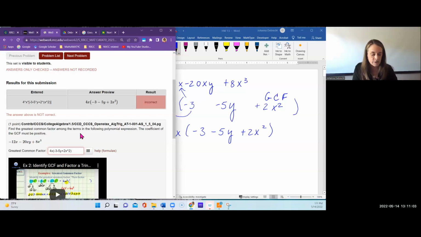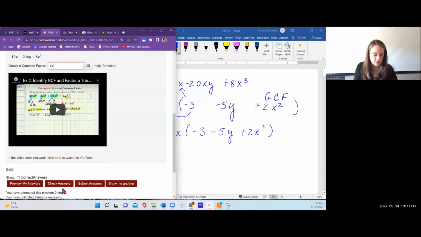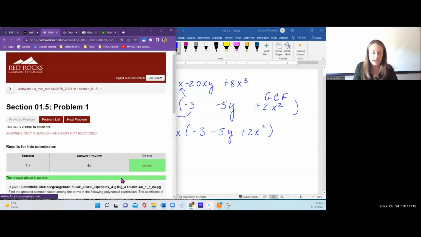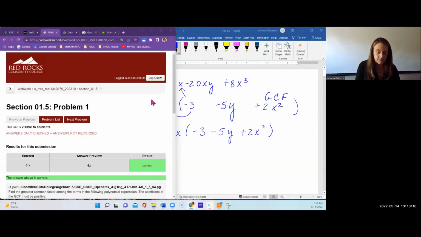So what it wants, although it interpreted what I put down correctly, notice that it types it up here with the square on x. It only wanted the greatest common factor, which was 4x. So erase the back part in the parentheses and check your answer again. This time we get the green check, so we know we've done it correct. Let's move on now and take a look at the next problem. Let's move on to problem 2.